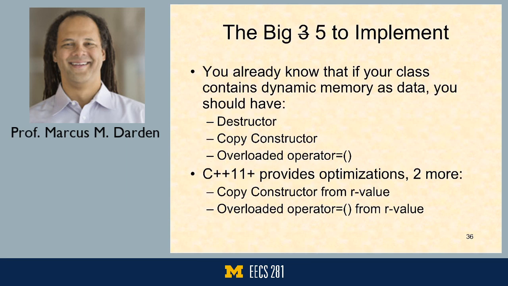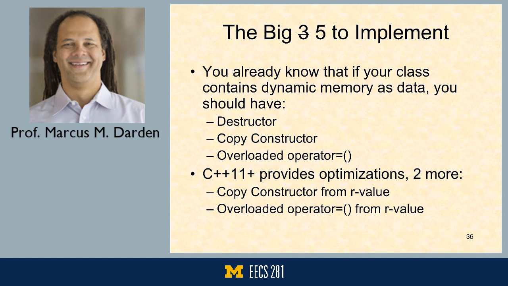There's my example slide. I already did the example. So we end up then with, of course, the big three that we already had to implement when you've got dynamic memory in your class. If you've got dynamic memory, you've got to have a constructor to make that happen. You've got to have a destructor to make that happen. You've got to have a copy constructor to make sure that the deep copy happens. And you have to have an overloaded operator equals so that deep assignments can happen as well, deep copy assignments. So those are the three that we always have to implement.